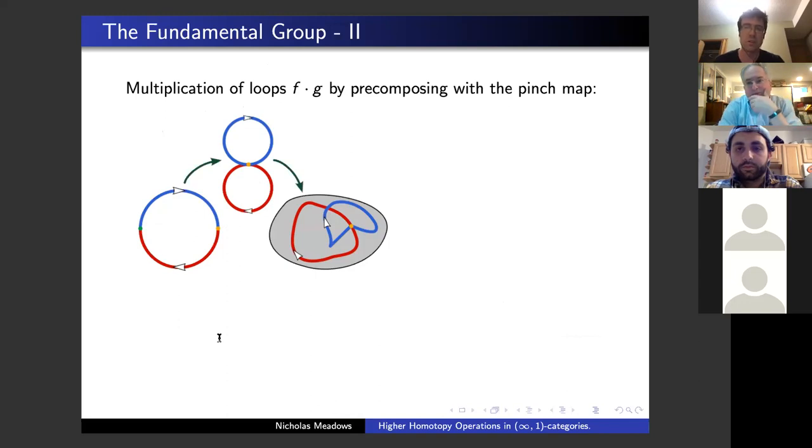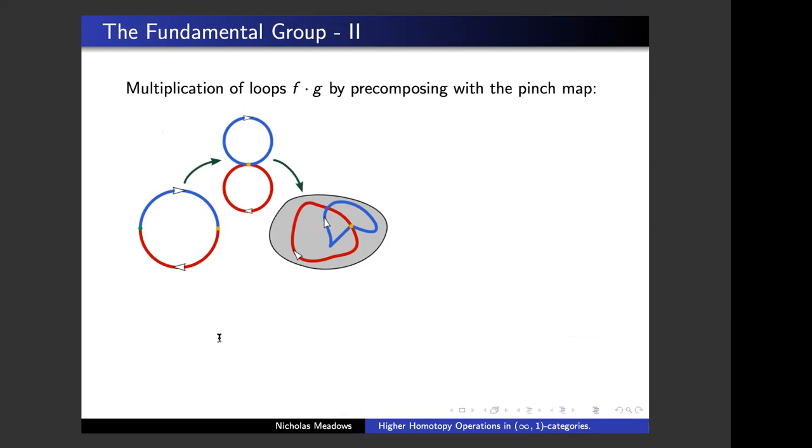So we can think of the two loops f and g as given by a map from the figure 8 to the space. And the loop f is indicated in blue and the loop g is indicated in red. And we precompose that with the pinch map, which is the map depicted on the left-hand side of this. As an example, pi 1 of R^n is isomorphic to 0 because every loop in R^n can be contracted to a point. Pi 1 of S^1 is isomorphic to the integers.